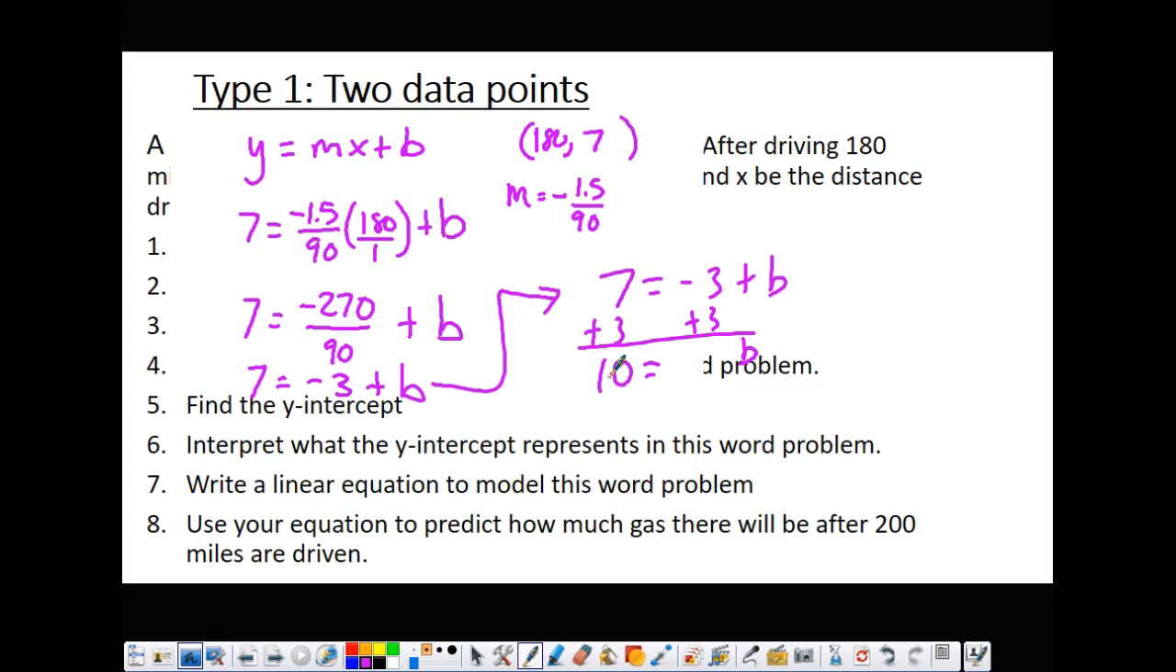The Y-intercept represents how much you started with. Okay? So the slope represents how much it's changing, like you're losing 1.5 gallons every so many miles. The Y-intercept represents the starting amount. Cool? And John knew that. Very insightful, John. Good mathing back there.